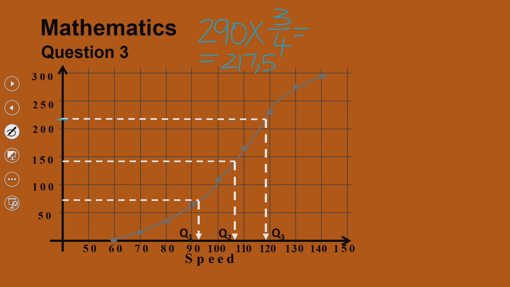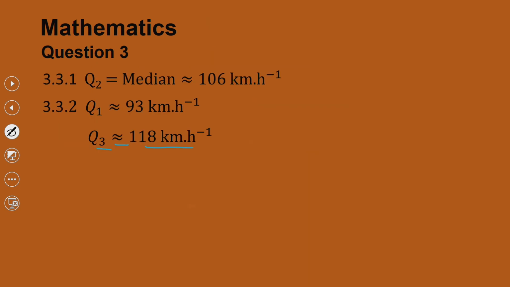It is approximately there. So as you draw your dashed lines up to where the graph is and go down, you will realize that it is there around your 118. So it's 118 as you can see it there, and therefore Q3 is approximately 118 kilometers per hour.